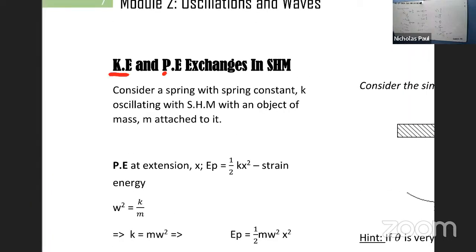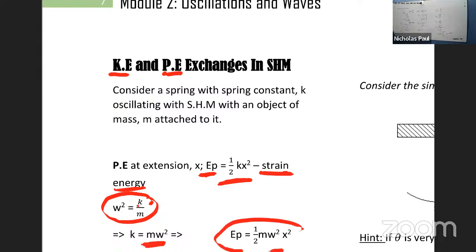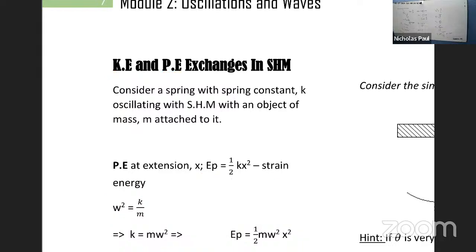So kinetic plus potential is the total energy, right? If you look here, potential energy, which is also the strain energy, is equal to half kx squared. Remember that from module 3? But remember, we just proved that omega squared is k on m. So it means that k is m omega squared, or potential energy is a half m omega squared x squared. So that is the formula for potential energy.